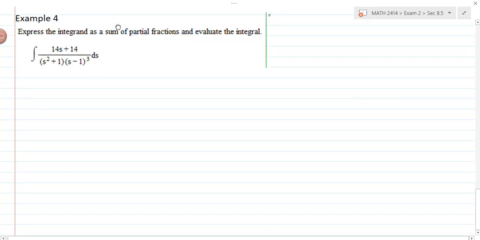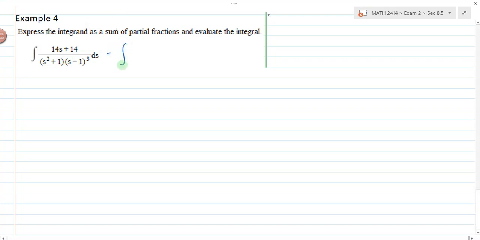Let's look at example 4. Here we're asked to express the integrand as a sum of partial fractions and then evaluate the integral. We don't want to try to evaluate this integral without doing that. And I don't know why I picked a problem with s's in there. I'm going to change this problem. I'm going to change the s's to x's.